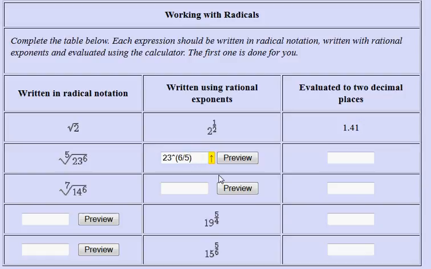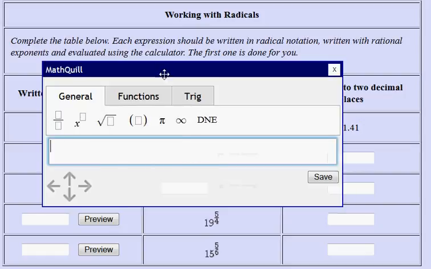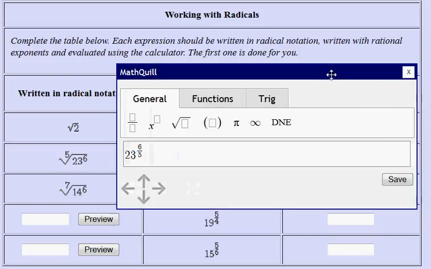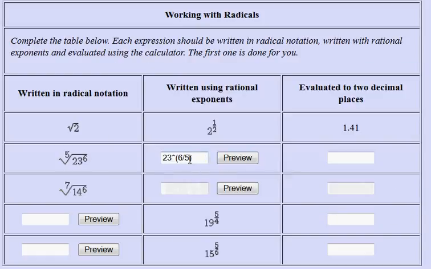The other way to do it is to take advantage of what's called the MathQuill feature. When you click in this field, this little yellow box pulls up, and you can click on it and type it in this way. You type in 23, and then you click on this button right here that lets you raise to a power. But since my power is going to be a fraction, I now click on the fraction part. My numerator was 6. My denominator, I'm going to hit the down arrow, was 5. And then I just simply click on save. It basically converts it to exactly what I typed before. If you hit preview, you can see how the computer is taking your answer.